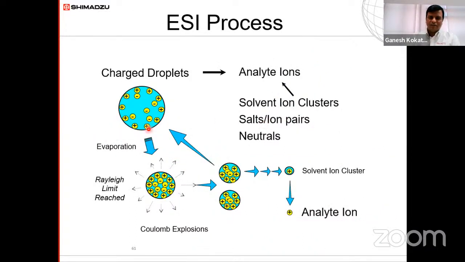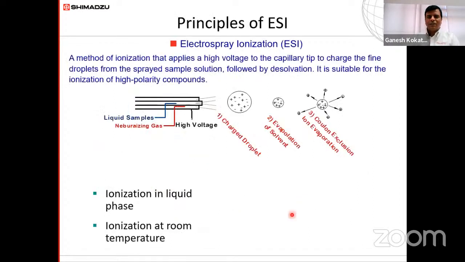Interesting, right? This is all about the Coulomb explosion. Normally, in the analyte declusterization I explained, solvent ions and analyte ions form. Because of the evaporation, there is a Coulomb explosion, and from the explosion it forms solvent ions as a cluster, and once again it completely declusters with the help of the same phase.